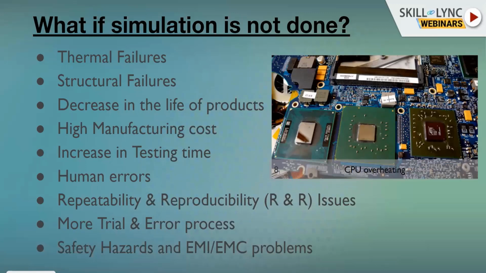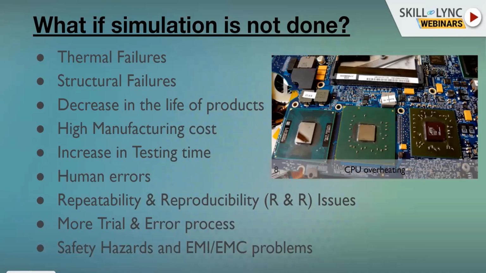So we order a material, doing the testing. If the testing is not satisfied, we again order the material, doing the testing. That will increase the cost, increase in testing time. There may be human errors, repeatability and reproducibility issues, R&R, more trial and error process, safety hazards. Electromagnetic interference, electromagnetic compliance problems.